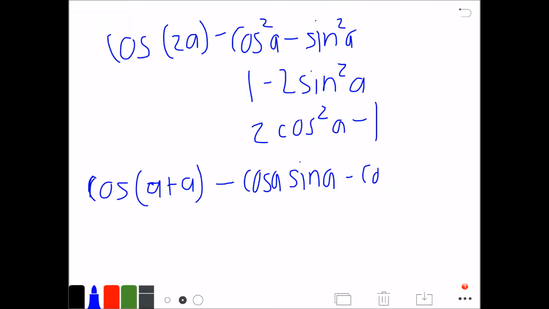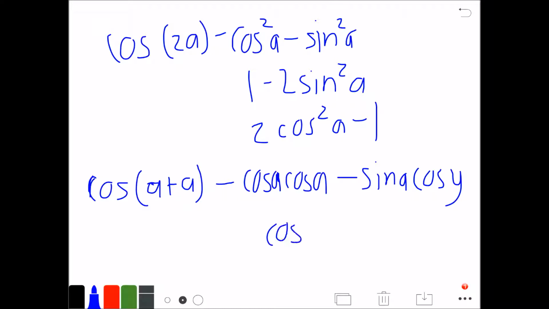I mean, no, I used the wrong form. That's the sine version. Minus sine of a sine of a. Usually you use x plus y, but in this instance you want to keep the a's the same, so a plus a. So it's just the cosine of a cosine of a minus sine a sine a. The first one's simple enough. You just multiply the two together, so you get cosine squared a minus sine squared a.